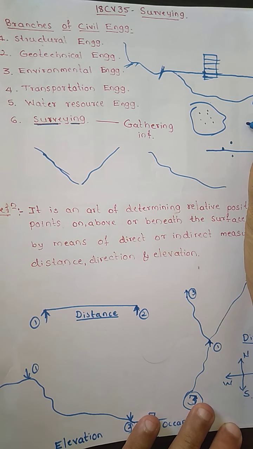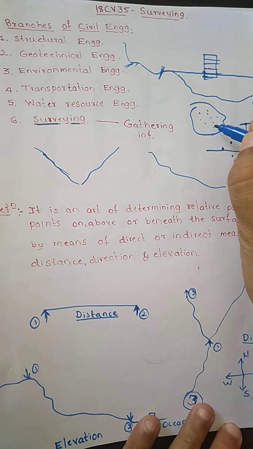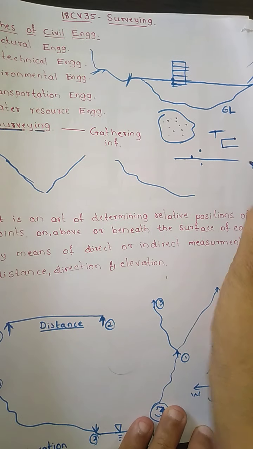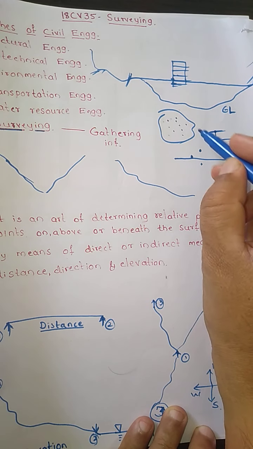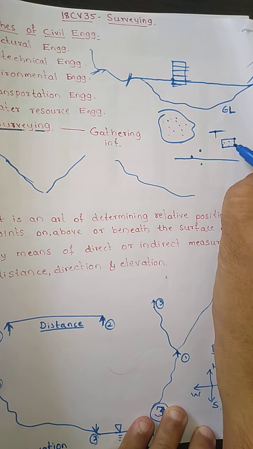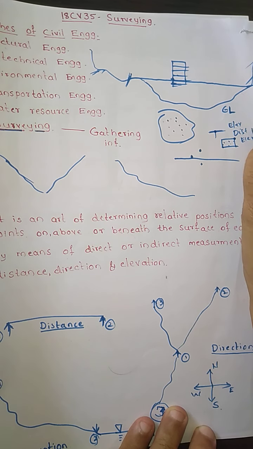If you visit this particular site, what you will do is try to represent whatever objects are present on the ground on a sheet of paper. Whatever objects you see on the ground, you represent them on a sheet of paper, along with information such as how it is, the distance, direction and elevation. Distance, direction and elevation you are going to represent.